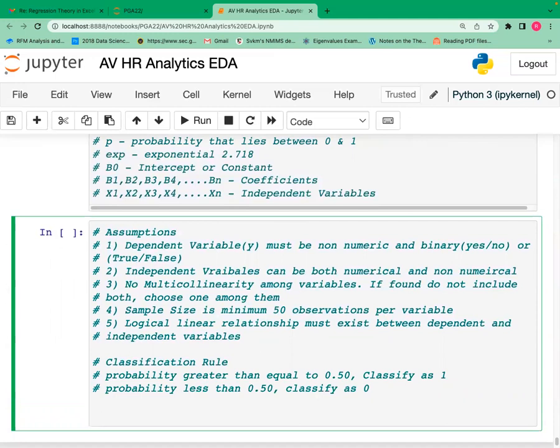Once you solve the equation, you will get the predicted probability. Based on the predicted probability, you will classify. If the probability is greater than or equal to 0.50, it will be classified as 1. If the probability is less than 0.50, it will be classified as 0.